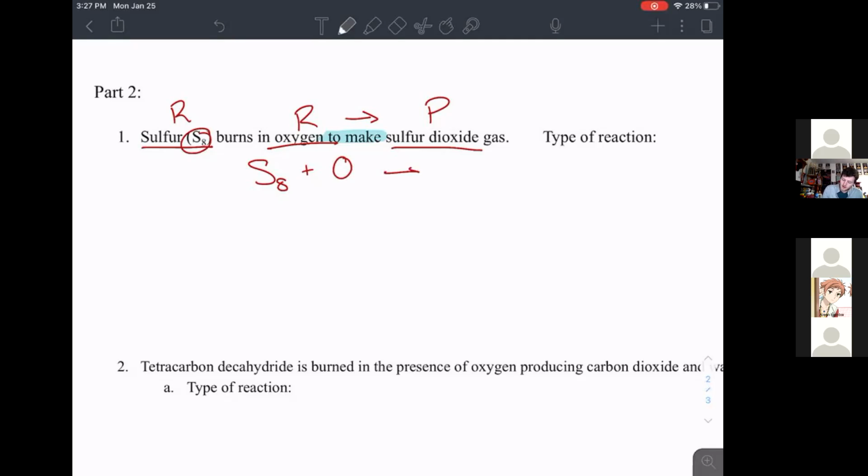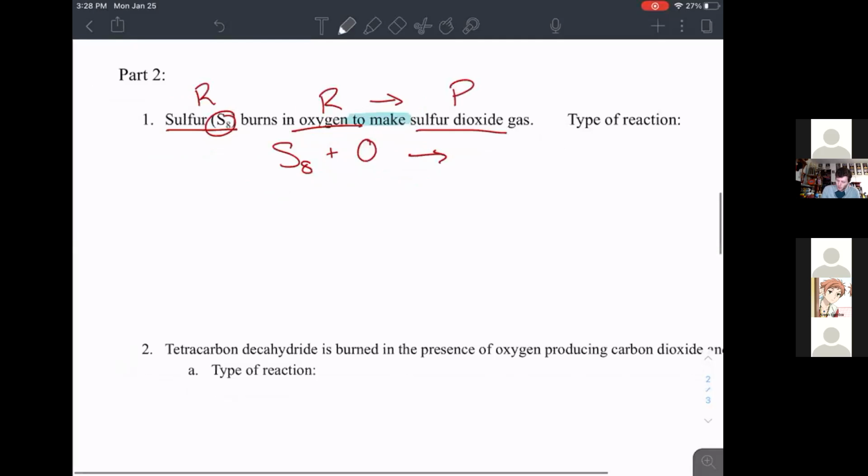And then we have our arrow, our yield sign. And we're making sulfur dioxide. What is sulfur dioxide? SO2. Sulfur, because it's a covalent compound, and sulfur doesn't have a prefix, which means it's just one. And dioxide means two oxygens. SO2.